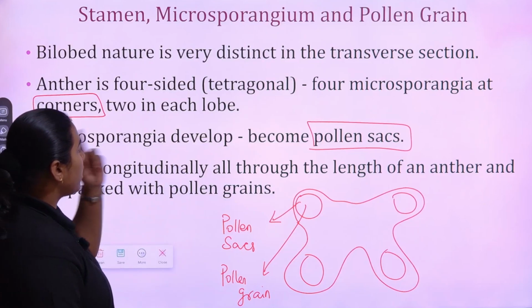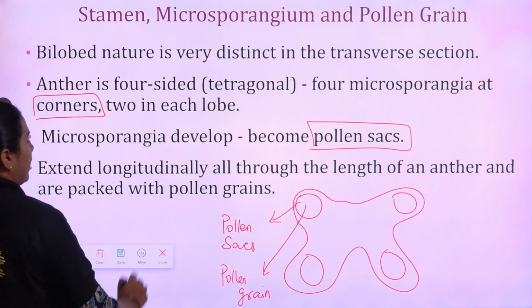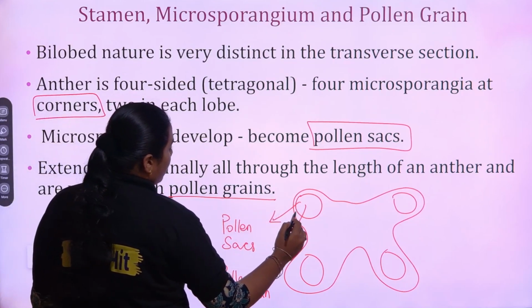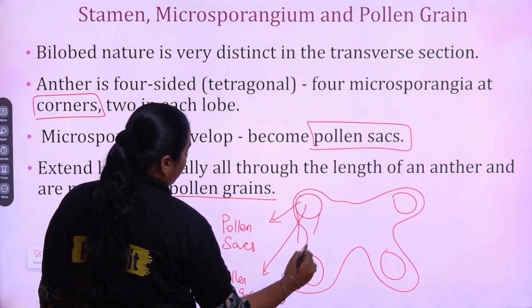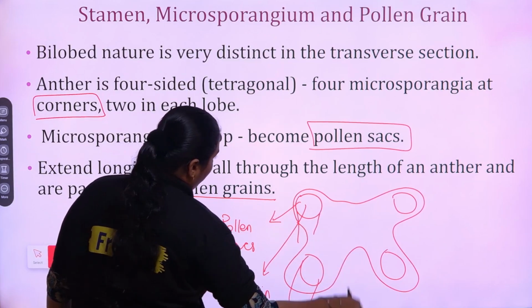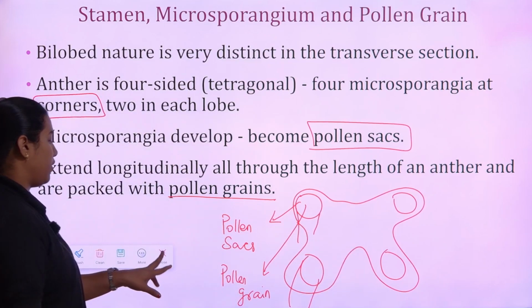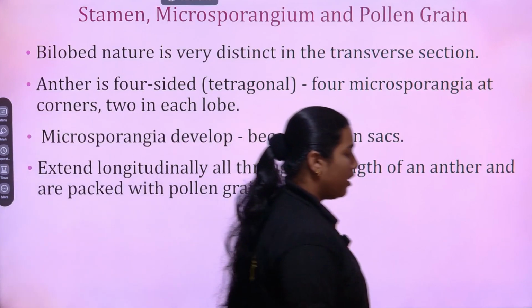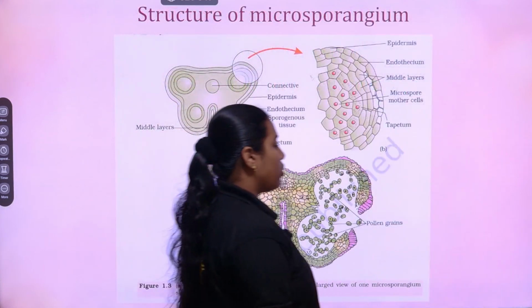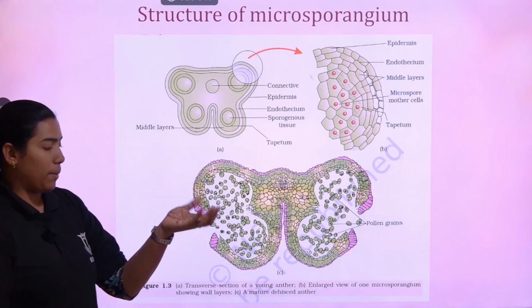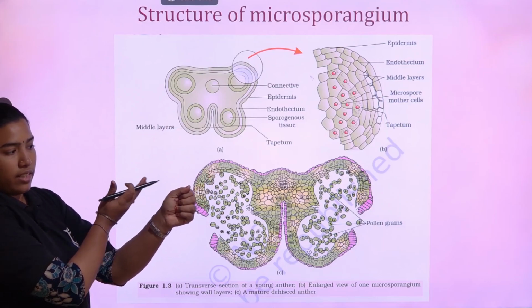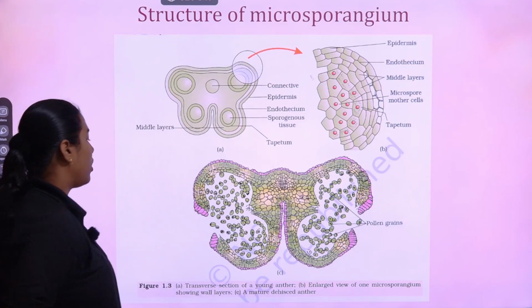They extend longitudinally all through the length of the anther and are packed with pollen grains. So it just goes like this on the bottom. Everything is filled with pollen grains, right? Now let's look at the diagram. So this is a transverse section. I am taking an anther and cutting it this way, horizontally.